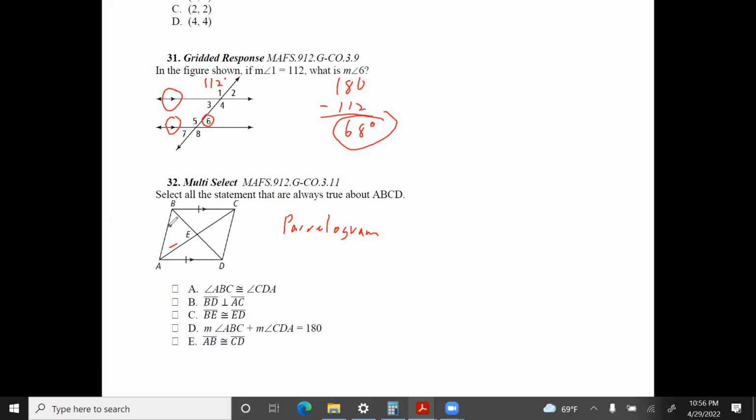ABC, the angle at the top, and CDA, this angle down here. It says they are congruent. Well, that would always be true because opposite angles are always congruent in parallelograms. BD is perpendicular to AC. Sounds good, but that would be specifically for a rhombus. And we don't have enough information to say this is a rhombus. BE and DE are congruent. That would be true.